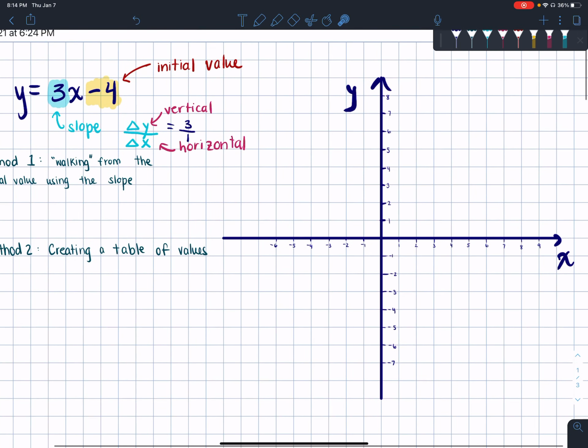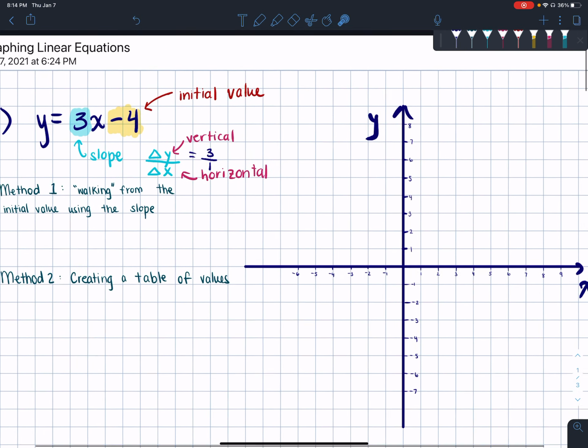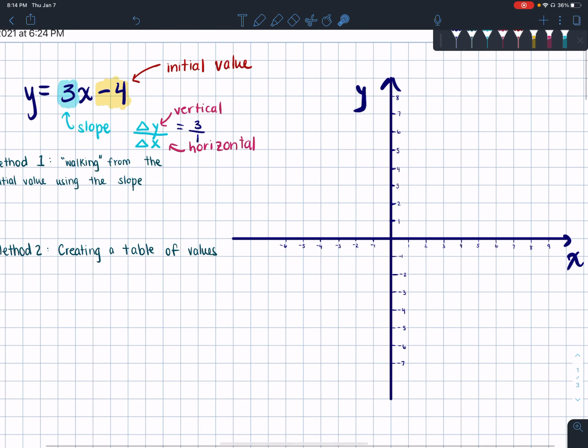So here when we say we start at negative 4, it means that when x is 0, which is right over here in the origin, y is negative 4. We're starting at x equals 0, at a value of negative 4. So that is our first point.